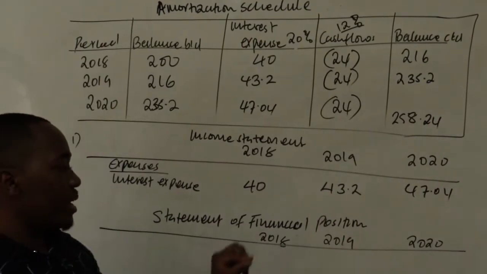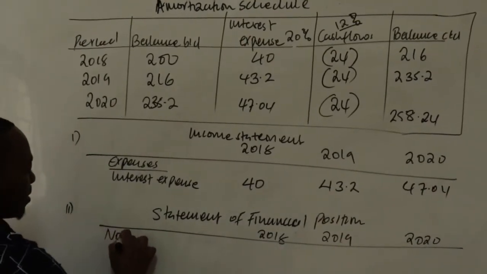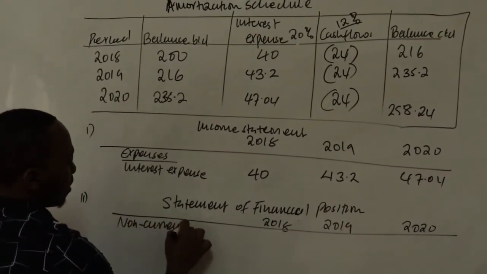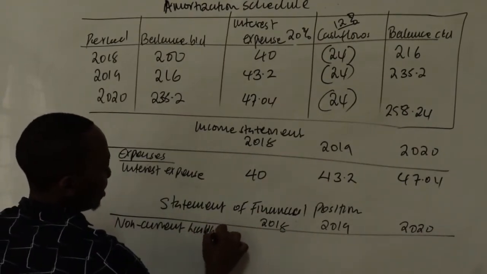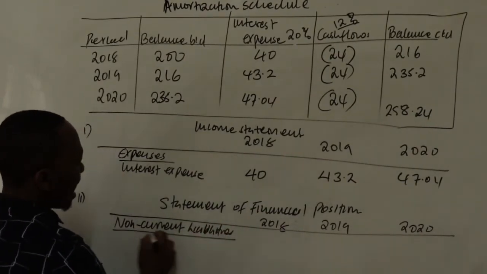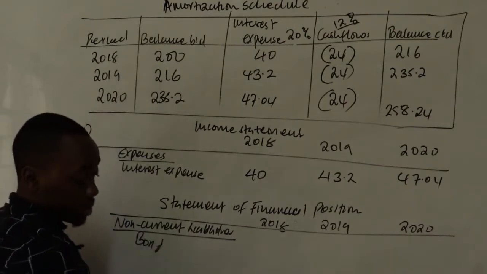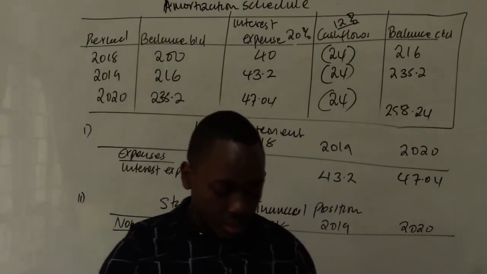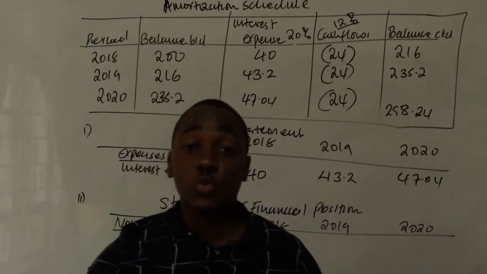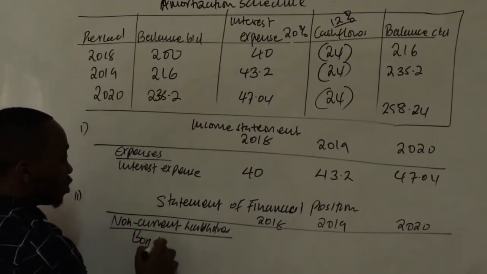So, to them, it's a liability. So, you'll go to the non-current liabilities. And they had a bond. Remember, it was a bond, because we are told that E Limited issued a bond for 200 million. So, it's a bond. So, 2018.